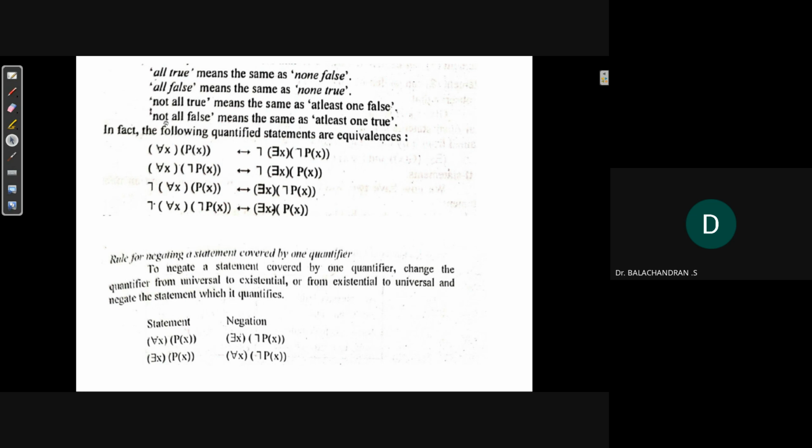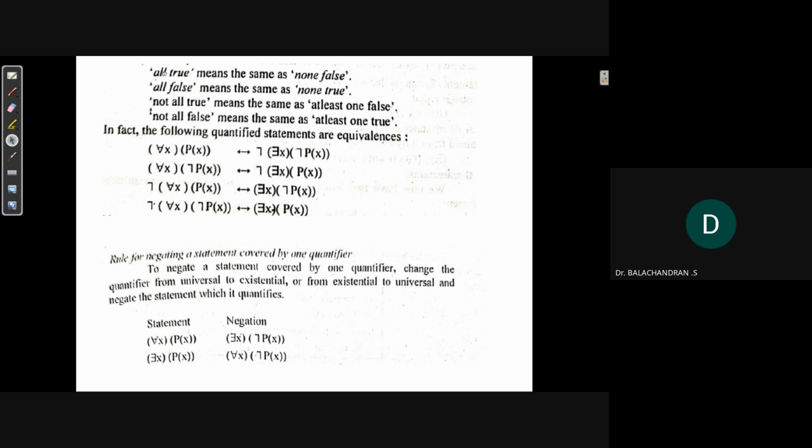Now, the fourth one, not all false. Instead of not all false, negation of every x negation p of x. Not all false. Okay. False is negation p of x. Not all, negation of every x, is equivalent to at least one true. At least one true means there exists x p of x. Okay, so 3 and 4 are over.